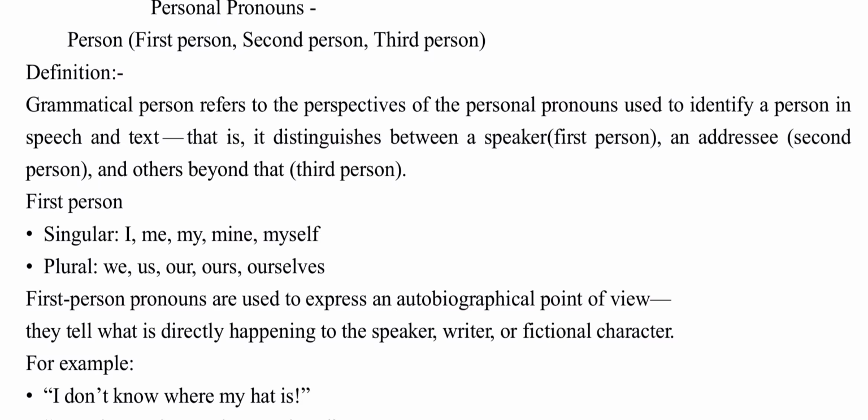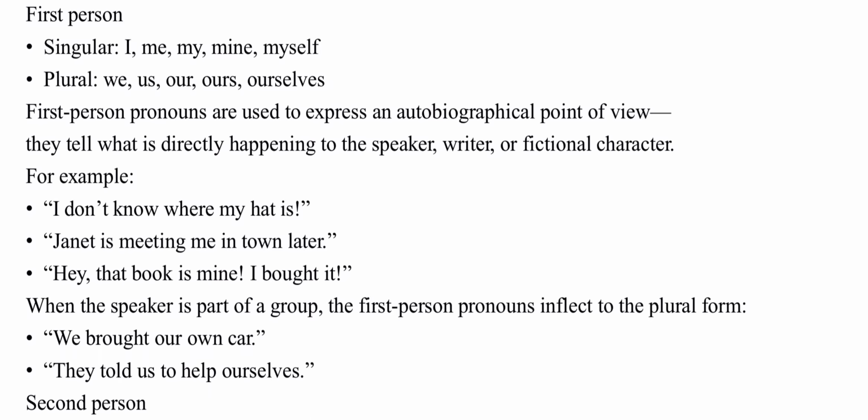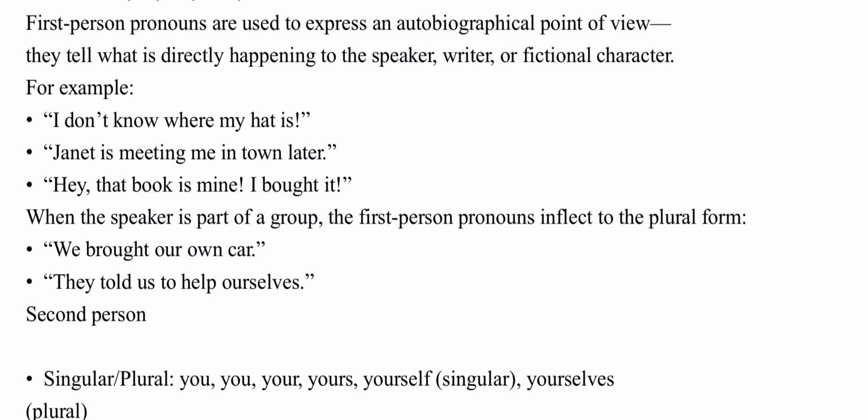First person singular: I, me, my, mine, myself. Plural: we, us, our, ours, ourselves. First person pronouns are used to express an autobiographical point of view. They tell what is directly happening to the speaker, writer, or fictional character. For example, I don't know where my hat is.